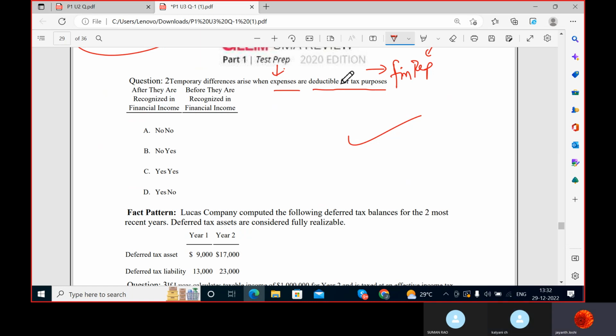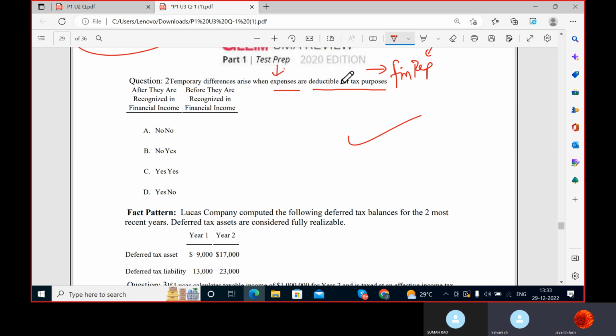Temporary differences arise when expenses are deductible for tax purposes after they are recognized. That means you are showing them at different time periods. That's right. After they are recognized in financial income, that means you have recognized that before itself in the tax returns. Am I right?